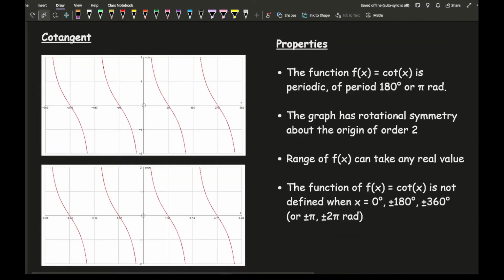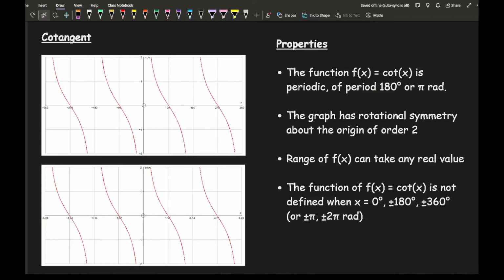Looking at the cotangent graph, again it is very similar to the tan graph, which is completely different to the cos graph or the sine graph. Now the function f of x equals cot x is periodic, so just like the ones before, it repeats itself, and it has a period of 180 degrees or pi radians. The graph has rotational symmetry about the origin of order 2, and the range of f of x can take any real value.